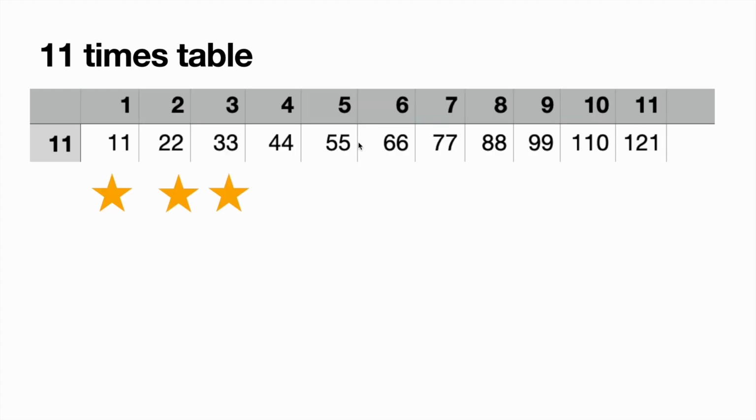So for the 11 times table, for example, this one, 3 times 11 is 33. It also has a pattern here. So what you do is just repeat whatever this number is twice. So 11 times whatever number is just you repeat this number twice. So this happens all the way down here to 99.